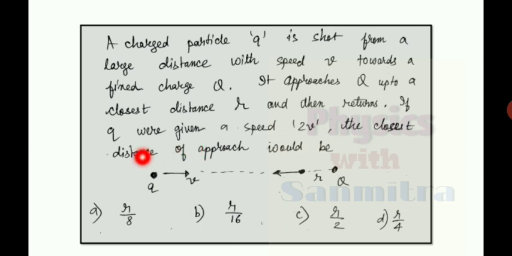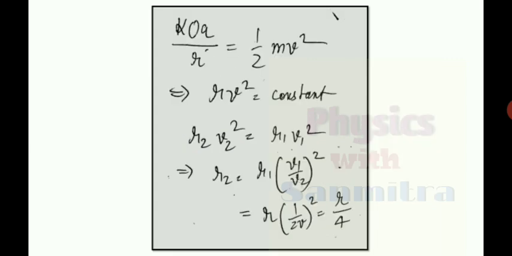Now this kinetic energy of this particle is being converted into potential energy. So we can write kQq by r is equal to half mv square. See, k, Q, q and half m, all these are constant, so only r and v are variables, so r v square is equal to constant. So let me compare. R2 v2 square is equal to r1 v1 square. R2 will be equal to r1 into v1 by v2 whole square.